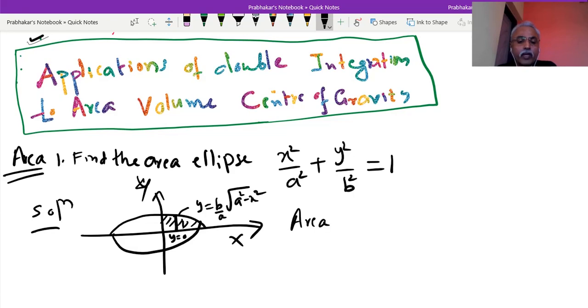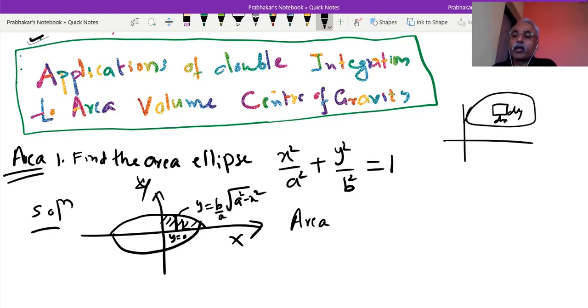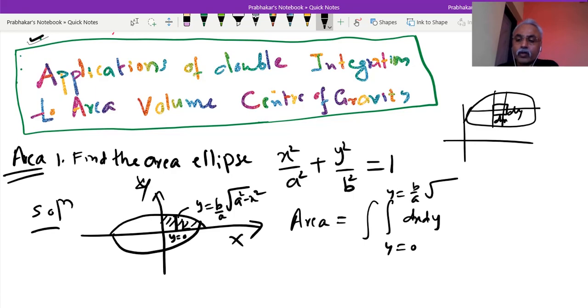Area is always, small elementary area is dx dy. Whenever we take any area, first, we have to take the elementary area and you have to go on integrating in the limits for y and limits for x. So, area is first of all small dx dy. So, this double integration, that is integrand is 1. This area, see y equal to 0 to y equal to ellipse, square root of a square minus x square, this is ellipse. And x equal to 0 to x equal to a, and 4 times this.